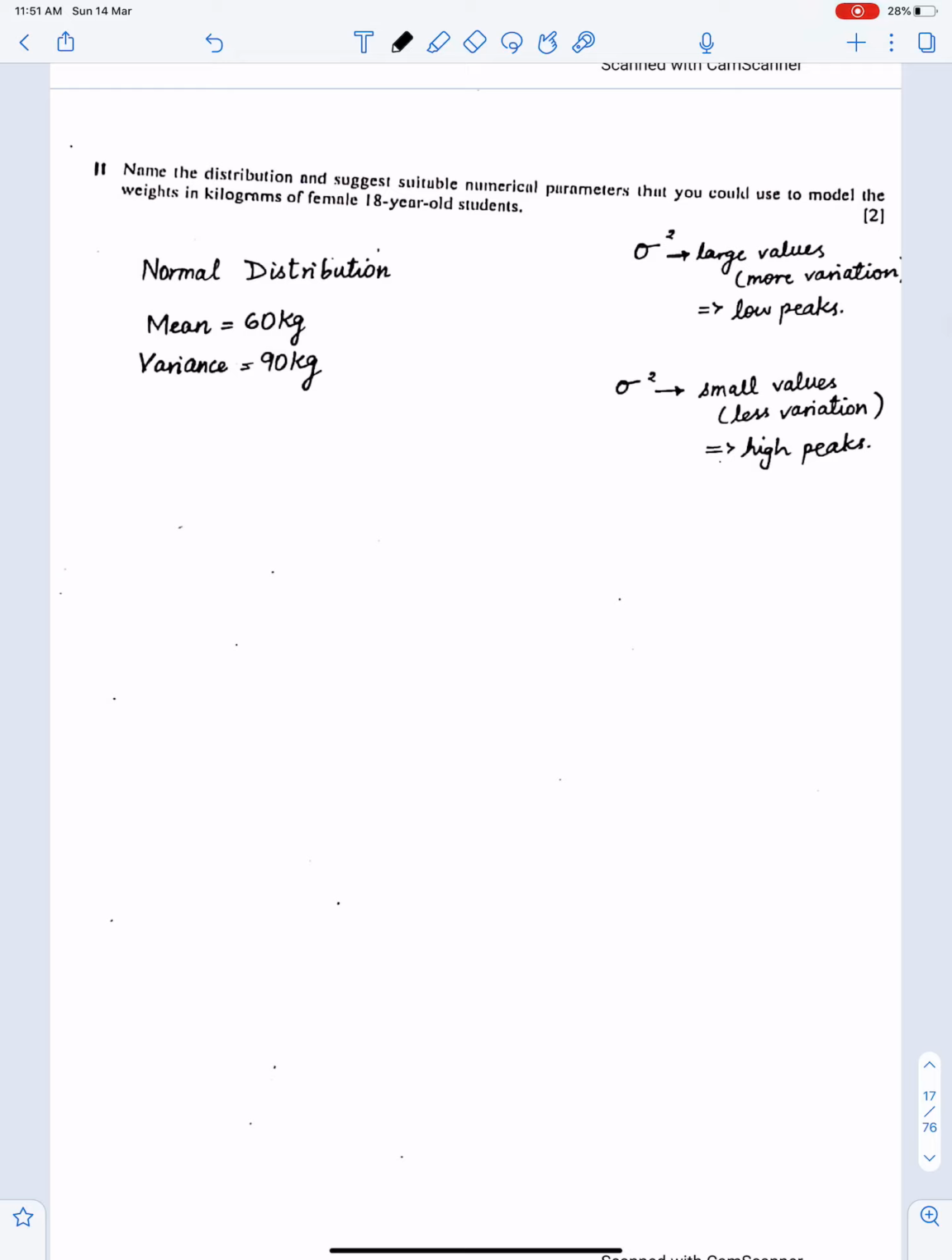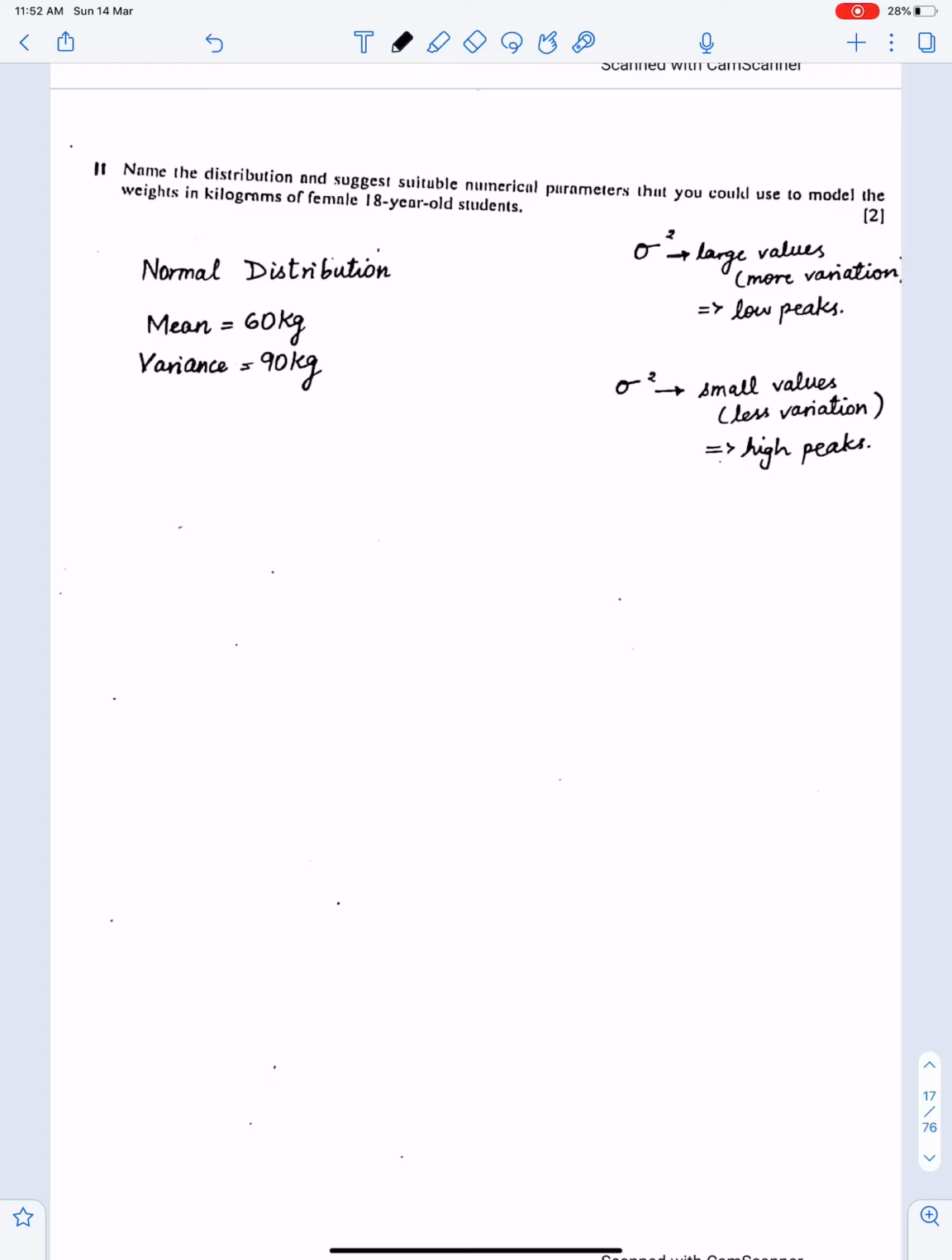Normally for weight, you know sigma square: large values mean more variation, low peaks, and small values mean high peaks, less variation. So if sigma square is large, that means more variation, that means low peaks. If sigma square is small, then that means less variation, that means high peaks. I discussed these things in my lecture 1.